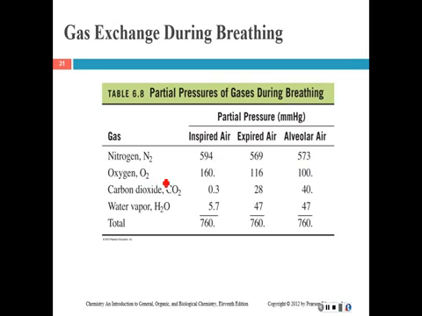Looking at the oxygen now. You breathe in, here's the pressure of the oxygen, 160. 116 is what you're exhaling. That means the difference here is going into the tissues. The alveolar air has 100 millimeters of mercury, so you notice that's a lot less than what you're inhaling. The carbon dioxide, you're breathing in less carbon dioxide and breathing out more. That's what these numbers are telling you. And that's the end of the show.